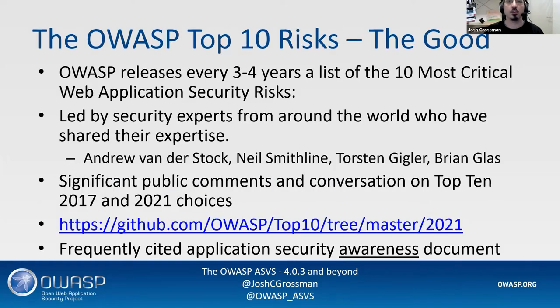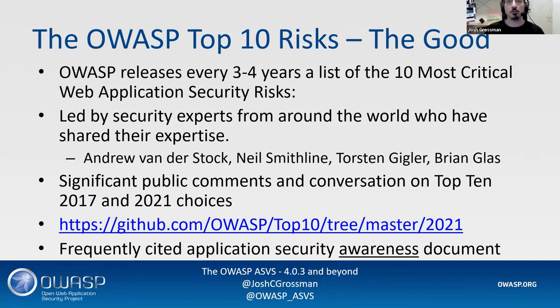If we start with the OWASP Top 10, the OWASP Top 10 risks, this is probably the most famous OWASP project, the most well-known OWASP project. And this is a list of the top 10 bad things that could happen from an application security perspective, that gets released every 3 to 4 years. This is a really great project, a really important project.